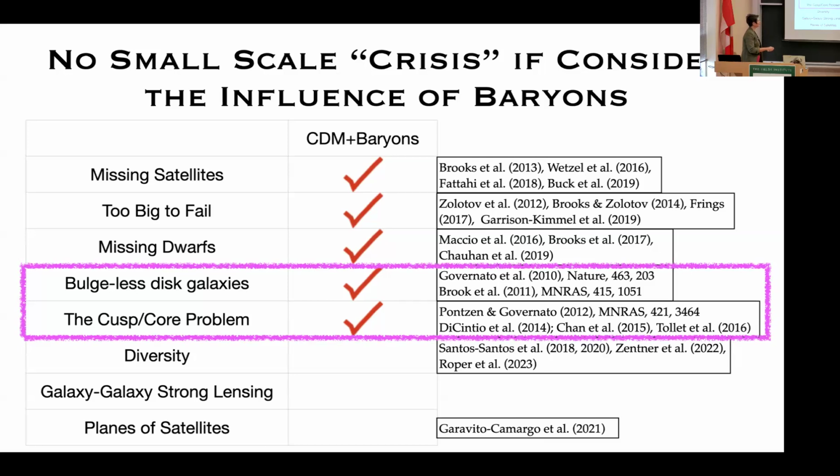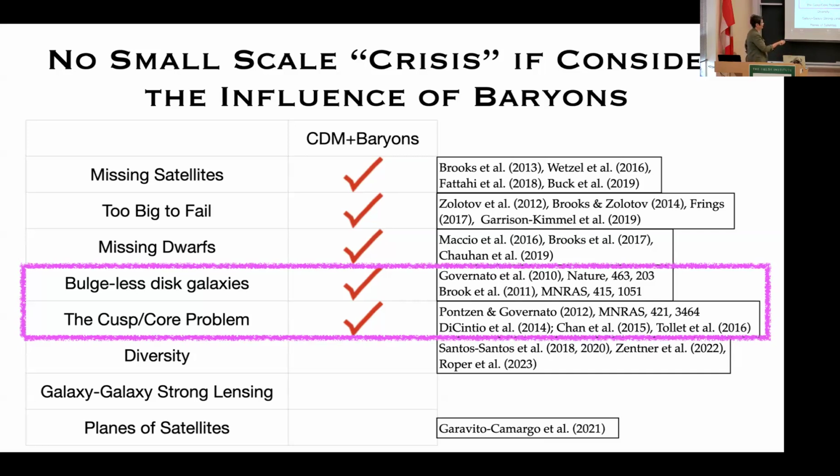And it turns out that if that feedback is also very bursty, it may fluctuate your gravitational potential at the center of the halo, and that transforms a cuspy dark matter profile into a core with repeated bursts of star formation. That was my summary of these problems. If you want to ask me about them at the end of the talk, I'm happy to do that.